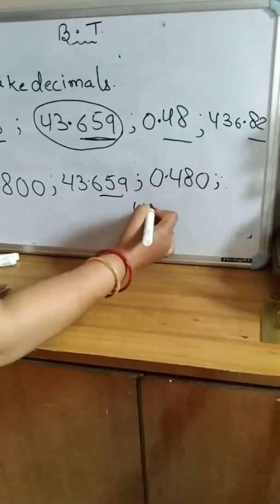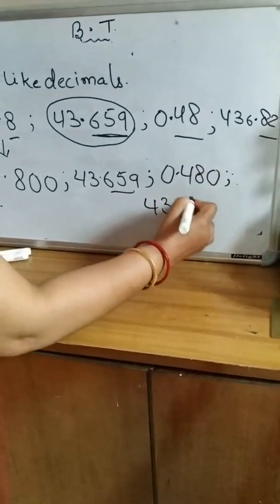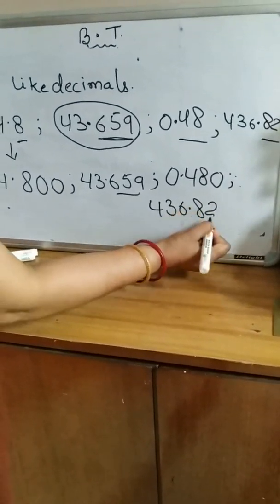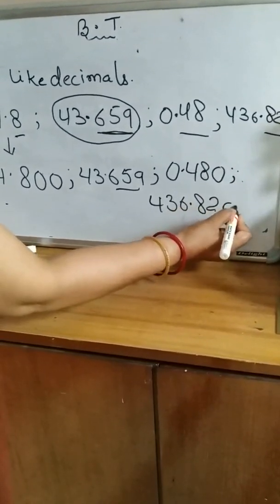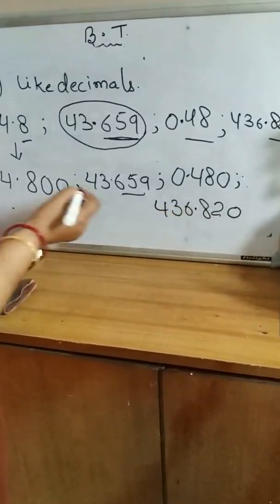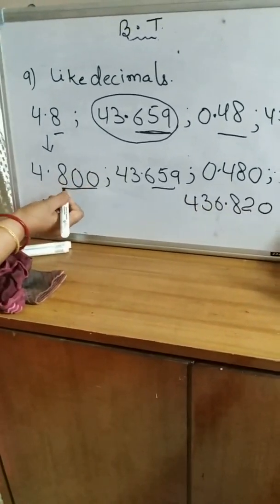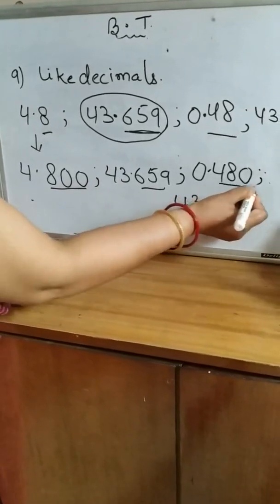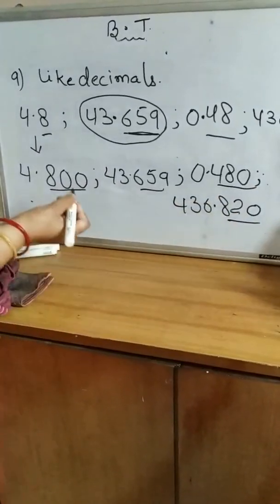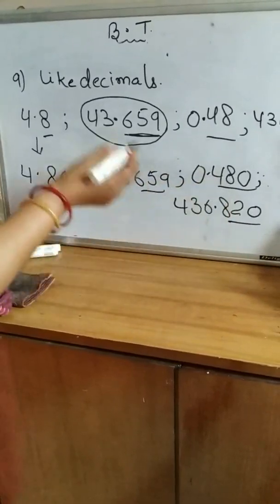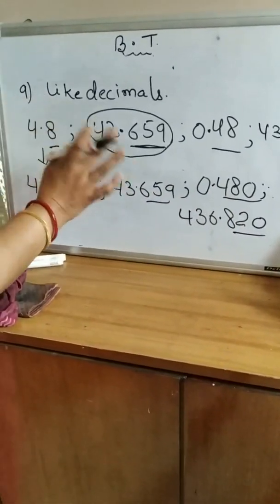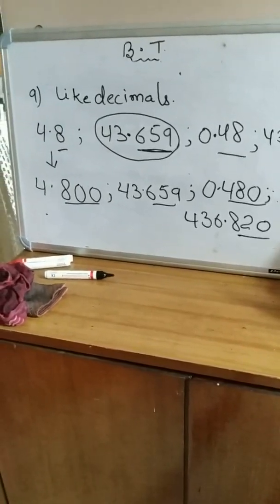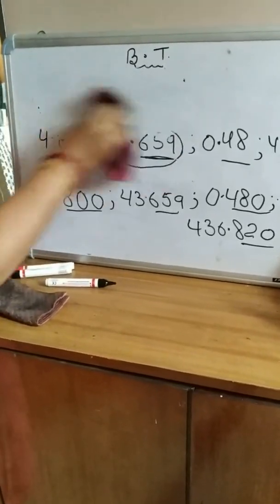In 436.82, how will we make it 3 digits in the decimal part? Just insert 0 to the right side of this 2. So in this way we see that all the decimal numbers have the same number of decimal places. It is 3, 3, 3, 3, and in this way the unlike decimals are converted into like decimals. So in this way you have to do question number 9.